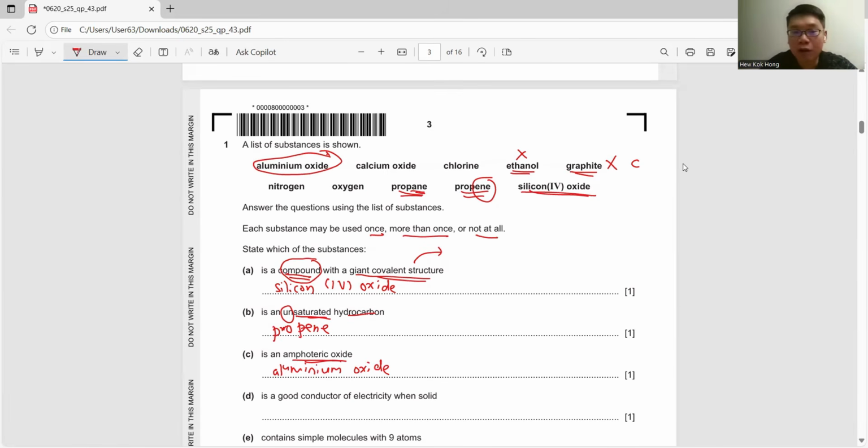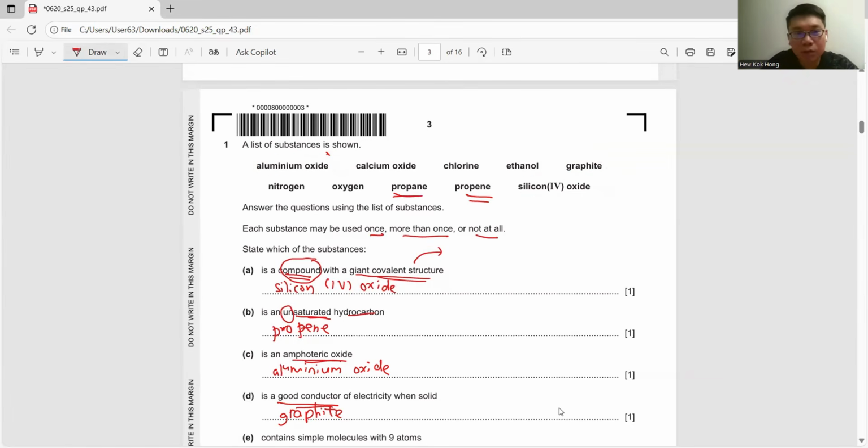Next is a good conductor of electricity when solid, usually a metal, but we don't have the option of a metal here, so we choose graphite, because graphite is the non-metal that can conduct electricity because of the freely moving electrons between the layers.